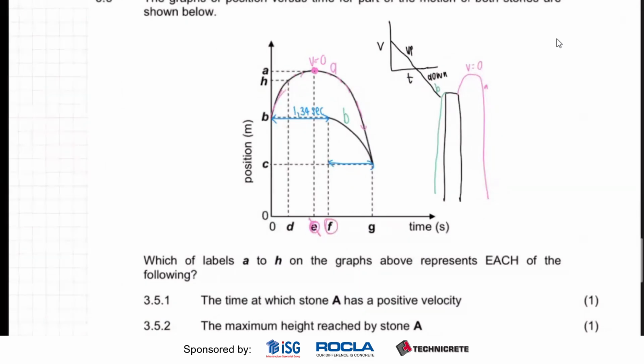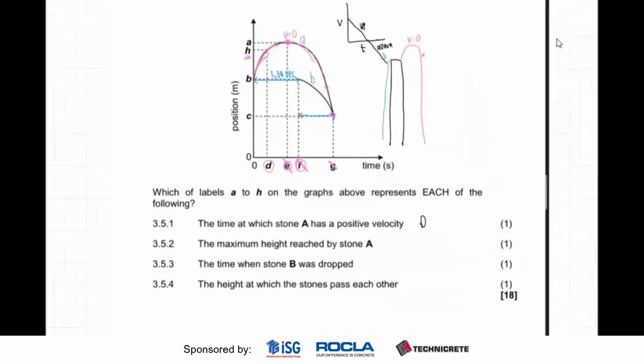If I told you it's going down, so that's a negative velocity, so it's not that one either. G is also going down, so it's also not G. D, we're at point H. We're traveling upwards here with the rock, so must be D. So the answer for 3.5.1 is D. So at point D, at time D, the stone has a positive velocity.